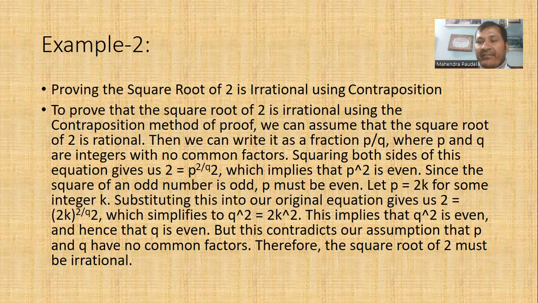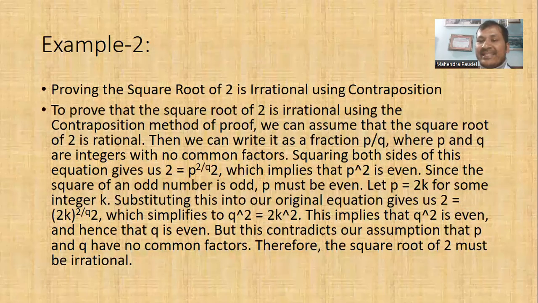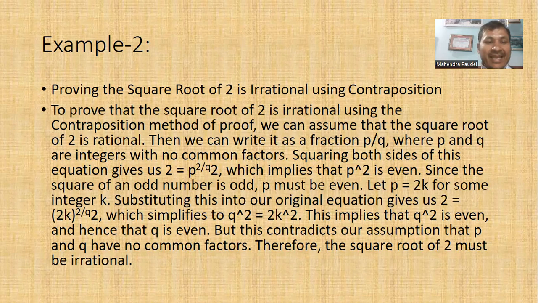Let p equal to 2k for some integer k. Substituting this into our original equation gives us 2 equal to (2k) to the power 2 by q squared, which implies that q to the power 2 equals 2k to the power 2. This implies that q to the power 2 is even, and hence that q is even. But this contradicts our assumption that p and q have no common factors. Therefore, the square root of 2 must be irrational.